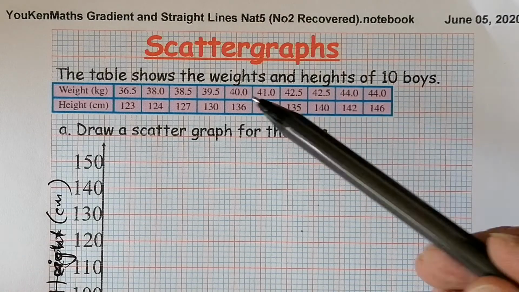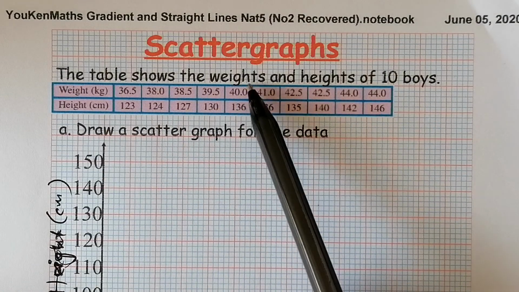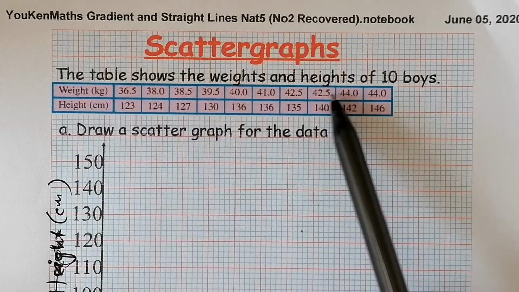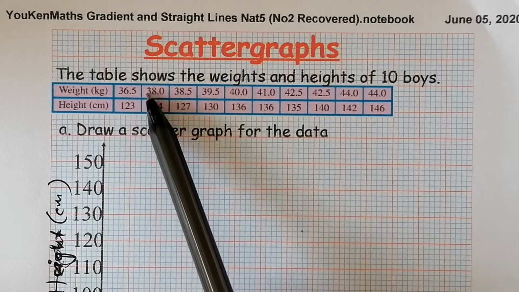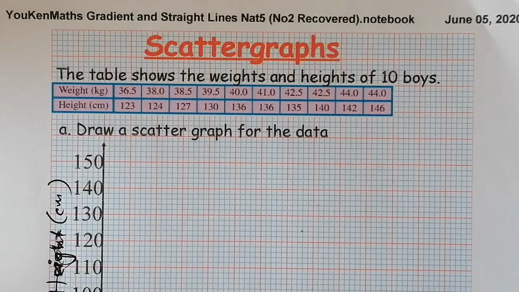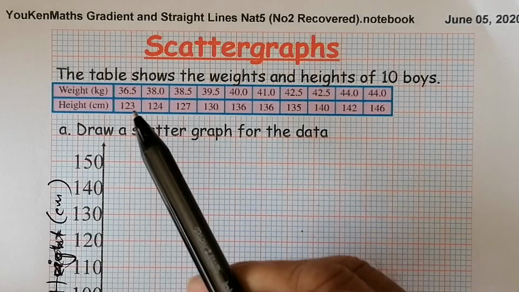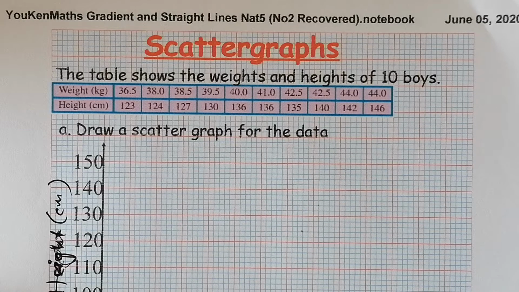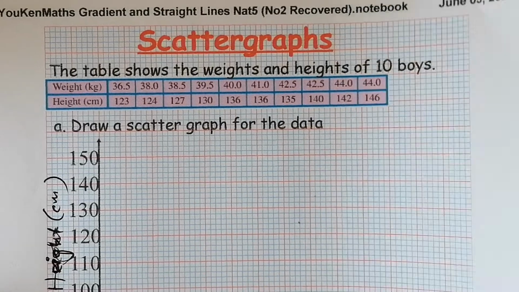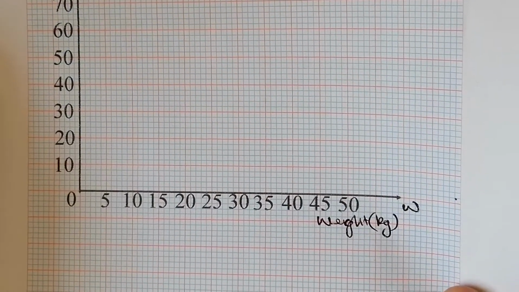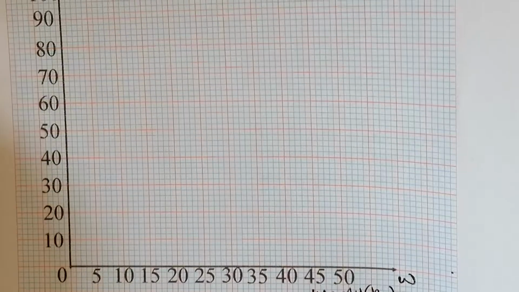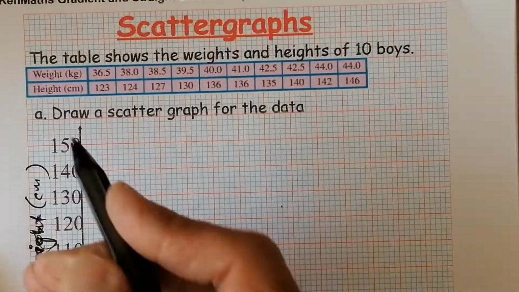So we've got some data about the weights and heights of 10 boys. We've got the weight of the boys, and the height of the boys associated with their weight. What we're going to do is plot that on a scattergraph. On the scattergraph, I've written height for the vertical axis, and down the bottom on the horizontal axis, I've put weight in kilograms. So I've labelled that one W, and I'll label this one H.